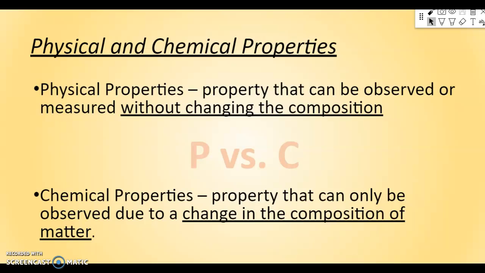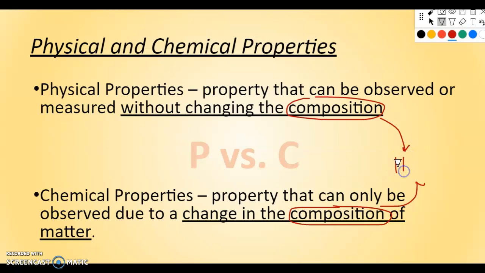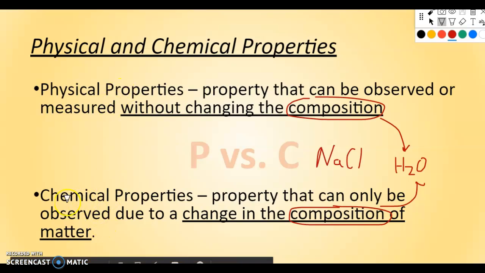So the properties, we mentioned that physical properties do not change the composition. Remember, when we're talking about the composition, we're talking about the chemical formula. Anytime you see the word composition, that is the chemical formula. For water, think H2O. Every compound and every element has its own chemical formula. We're probably familiar with salt as well, NaCl. If the composition is not changing, then it is a physical property. If the composition is changing, then it's a chemical property, as well as a physical change and a chemical change.